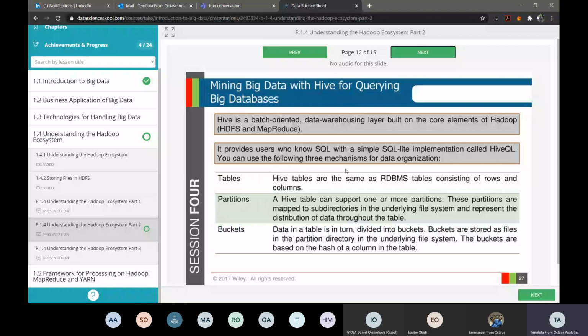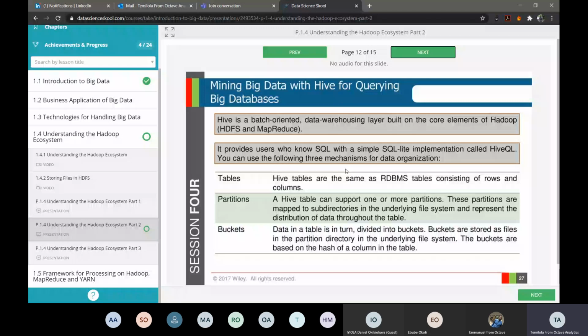So what it means is you can have different partitions of tables in your Hive. Then you can also have buckets. What they mean by buckets is separating your data into different segments. Just like if you are doing a frequency distribution, you say from 0 to 10 years old, 10 to 20 years old, 20 to 30 years old. So it's just like you are bucketizing your data.